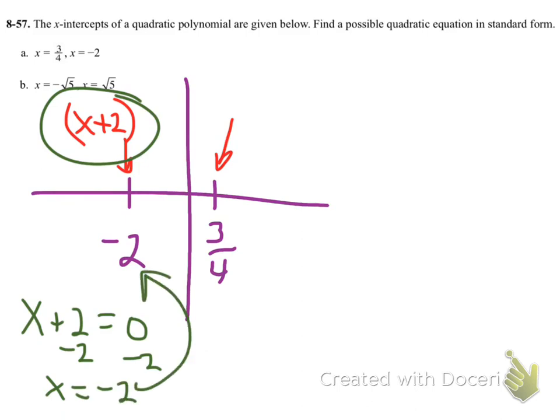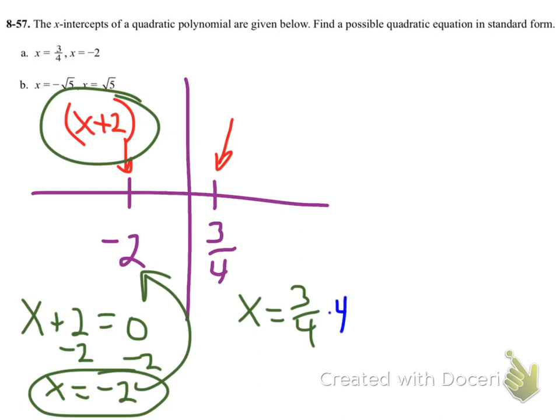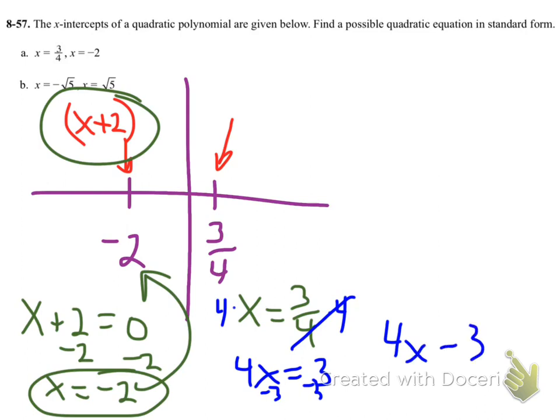That's why it works there. So if I do that process in reverse here, starting with the 3/4, so I have x equals 3/4. First thing I need to do is multiply both sides by 4 to make my giant one. Now I have 4x equals 3. And to solve that, I'm going to subtract 3 from both sides. So I'm going to get 4x minus 3. So this factor that gave me 3/4 as my root, or my x-intercept, the factor could be 4x minus 3 as well.